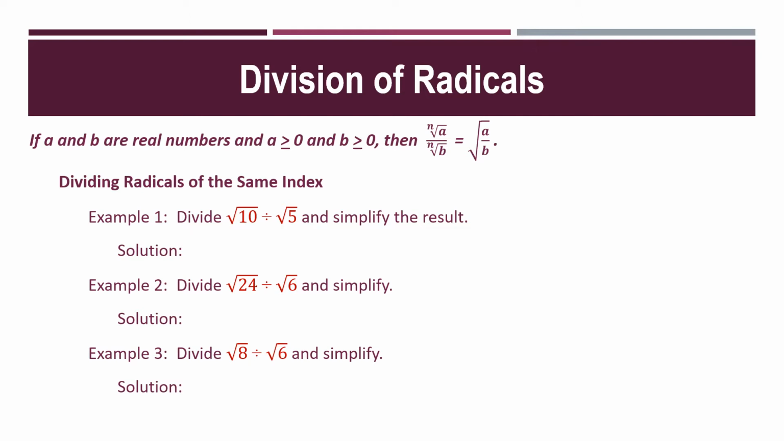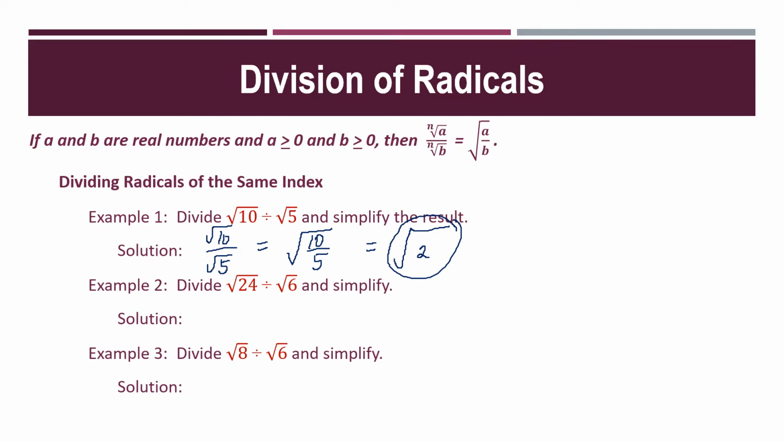Let's first discuss how to divide radicals of the same index. Let's say, for example, we have square root of 10 divided by square root of 5. This is equal to square root of 10 over square root of 5, or square root of 10 over 5. 10 over 5 is equal to 2. Therefore, the quotient is square root of 2.